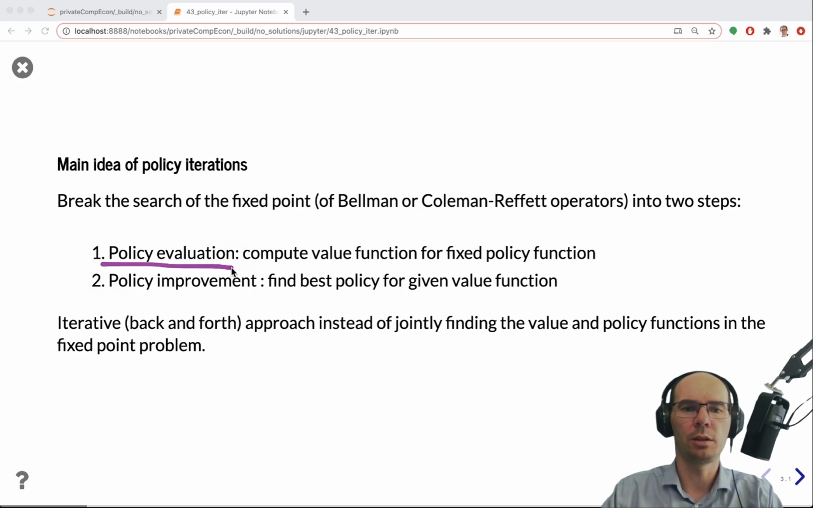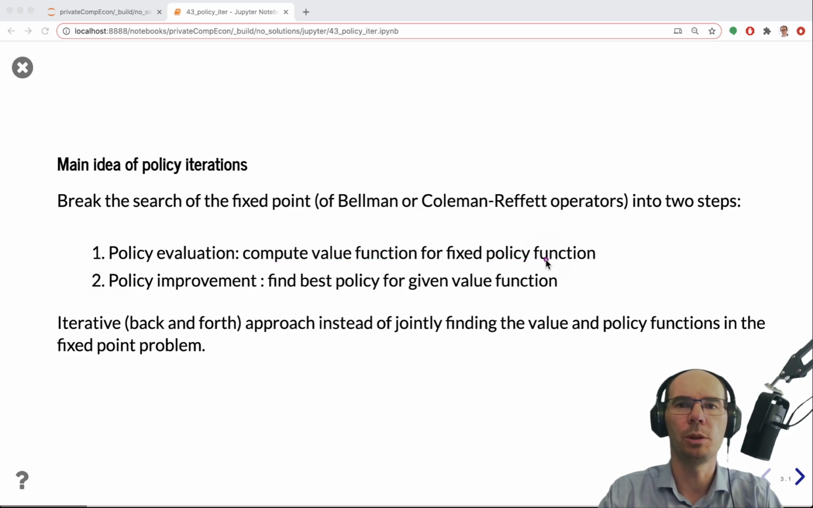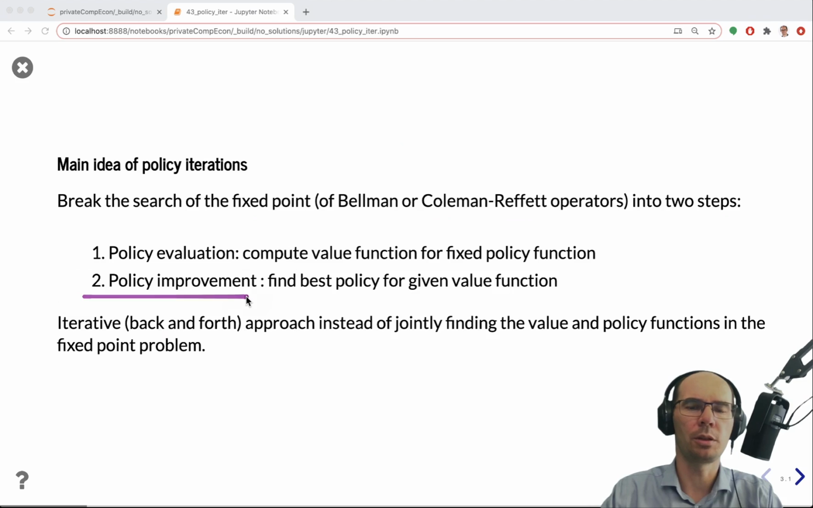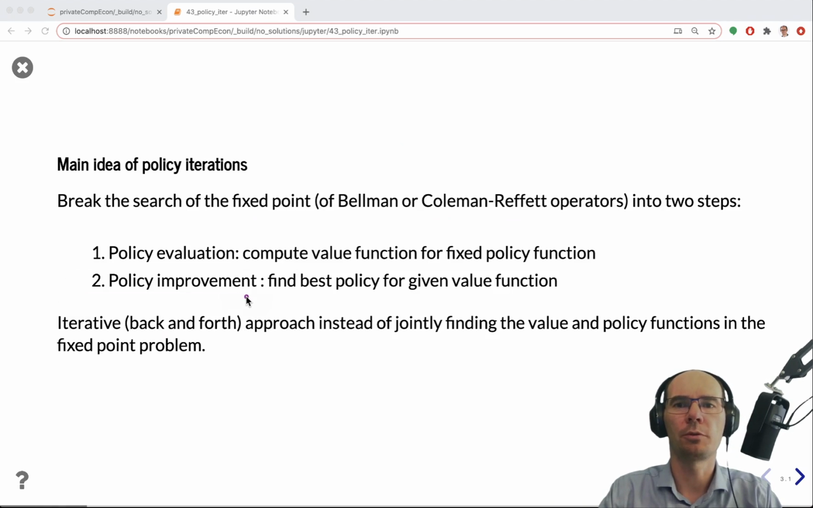Well, one is called policy evaluation, and this is like solving for the fixed point of the Bellman operator, but with the difference that the policy is fixed. So this is like finding the value function that corresponds to a particular fixed policy. Or in other words, it's like asking, what's the value of using a particular policy forever? Then the second step is the policy improvement step, and here we are finding the optimal policy for a given value function.